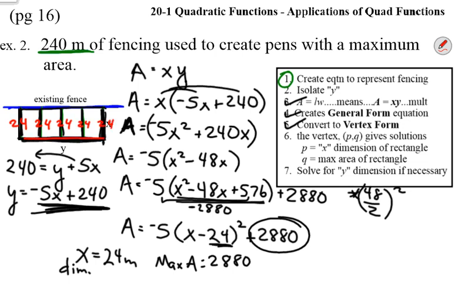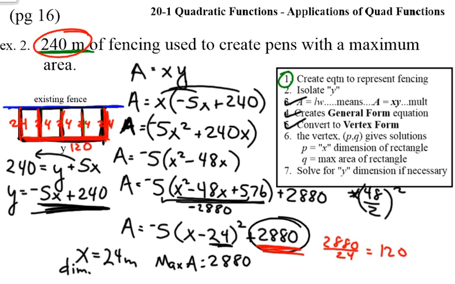and a y length, well, we need that y length. 2,880 divided by the 24 gives us 120. So we get 120 meters. So our pen is 120 meters by 24 meters to give us a maximum area of 2,880 square meters. And if I double check, 24, 24, 24, well, that, along with the 120, totals 240 meters of fencing. It all falls into place.